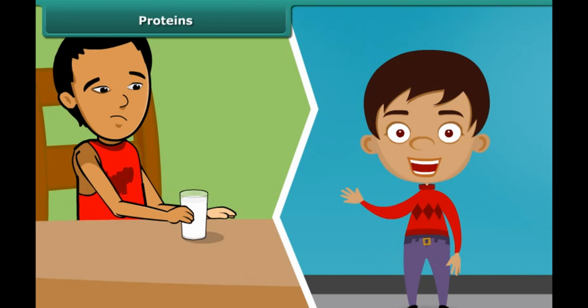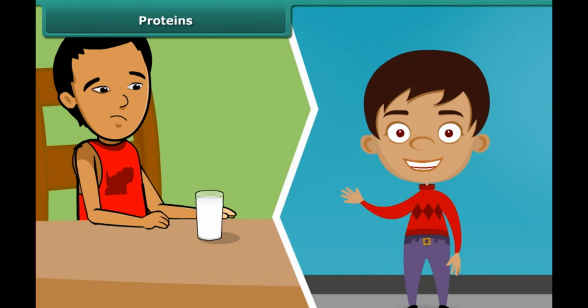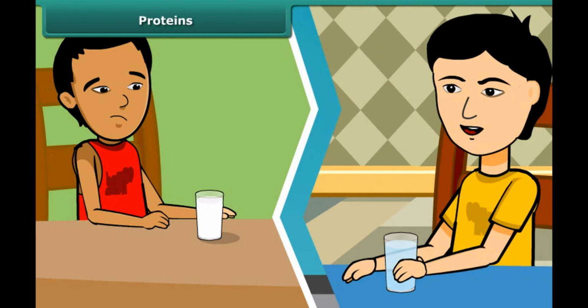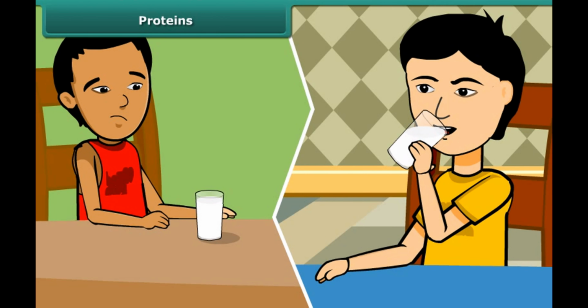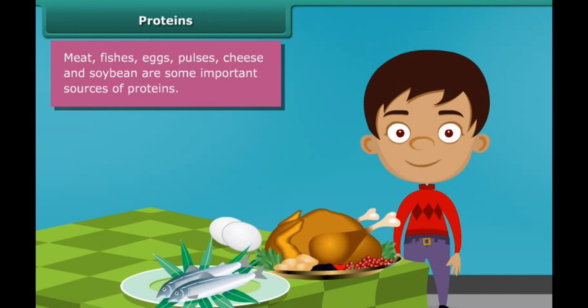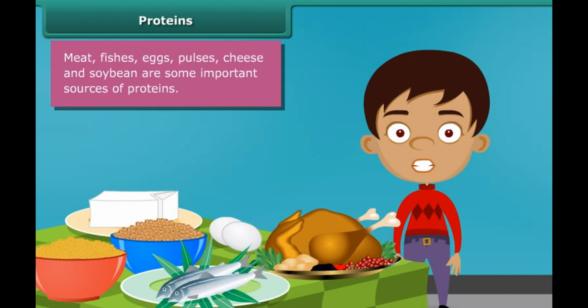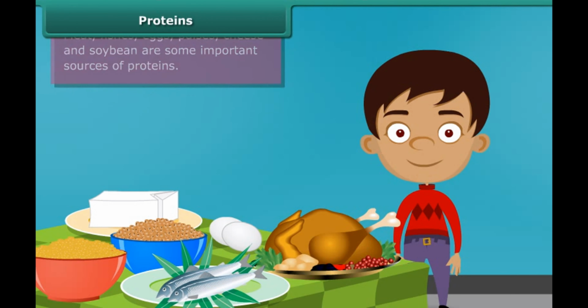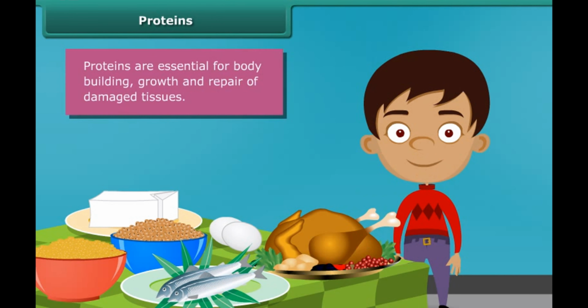You might have noticed that some children who do not drink milk become weak and are underdeveloped because milk contains required proteins for our growth. Meat, fishes, eggs, pulses, cheese, and soybean are some other important sources of proteins in our diet. The major role of proteins is building and repairing of damaged tissues. Along with carbohydrates, they are also a source of energy.